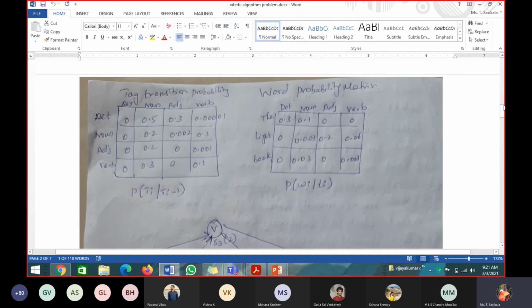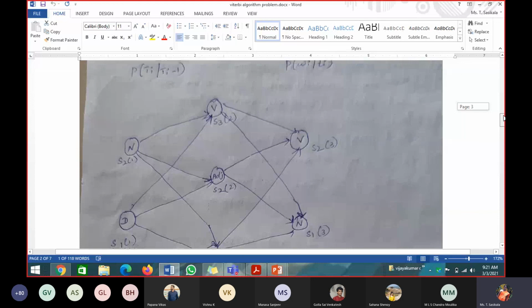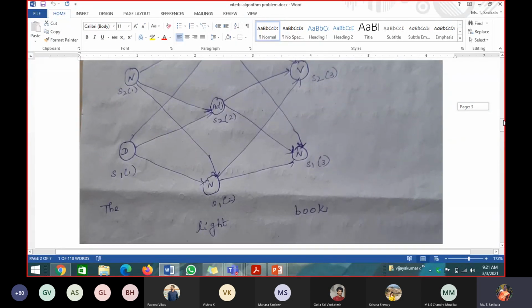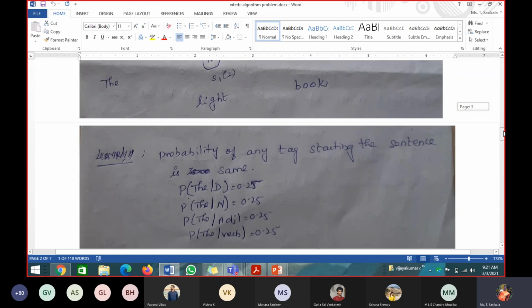Next class we will be solving the problem. We have to draw this diagram. I told you, I showed some diagram there, right? 32 combinations like that. You have to draw the diagram like this, then we have to solve it. I will tell you how to solve it. It will take 1 hour to solve. At least fill in the word transition and tag transition probabilities alone.